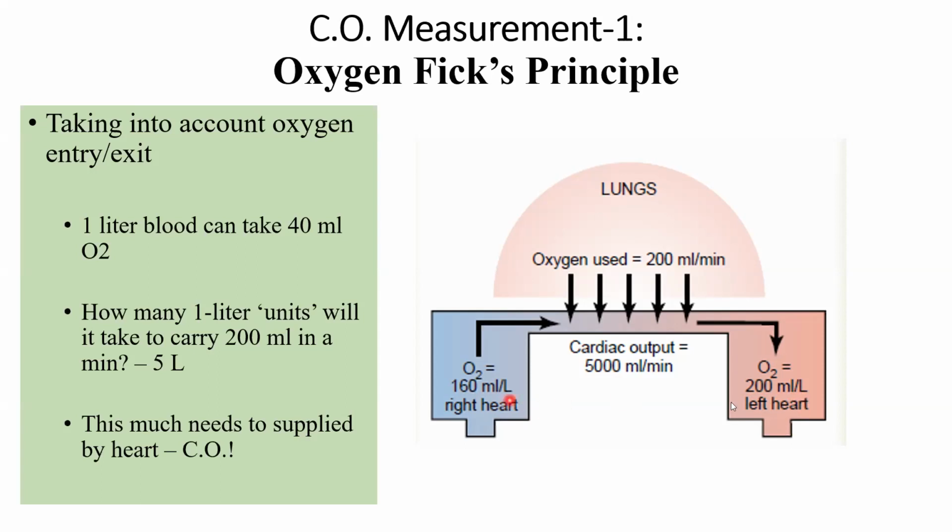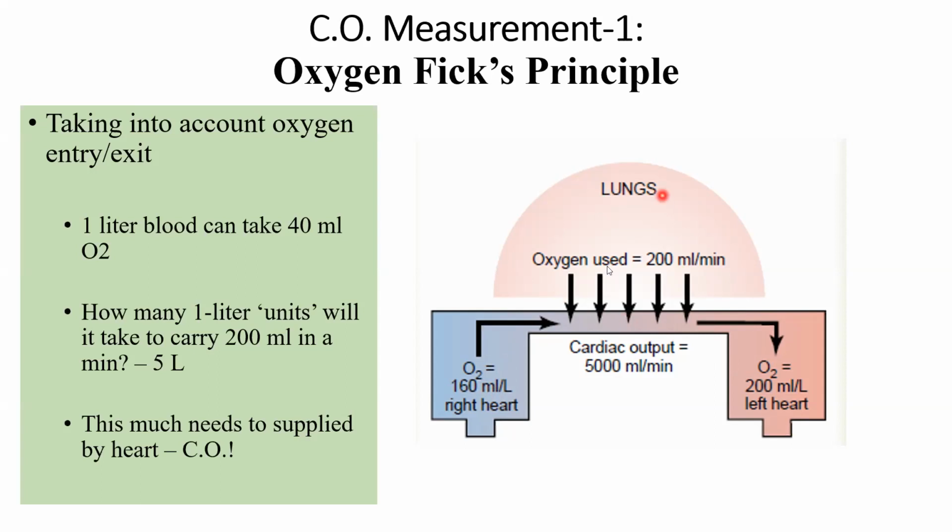So there you can readily see that there is a difference of 40 ml, and that 40 ml is picked up by each liter of blood, right? As you can see, it's 160 ml per liter, 200 ml per liter. So the change, the 40 ml extra, is being carried by each, if you can imagine a hypothetical unit of blood. So each liter of blood passing through will carry an extra 40 ml of oxygen, right? So that's one part of the story.